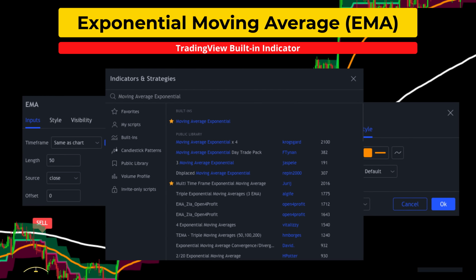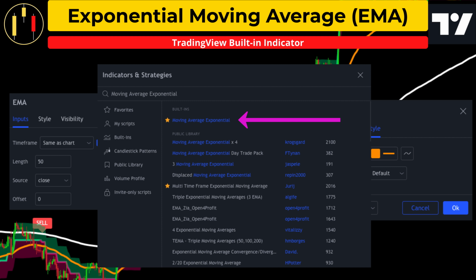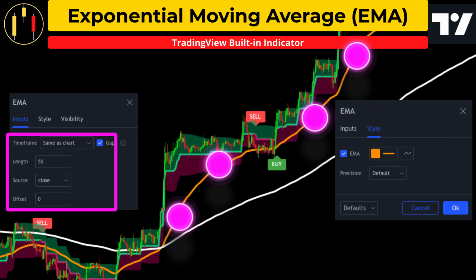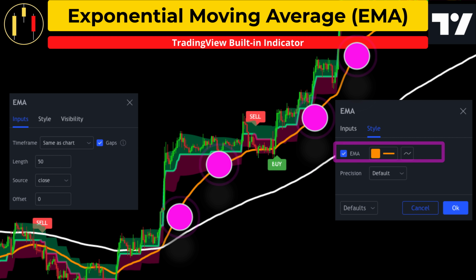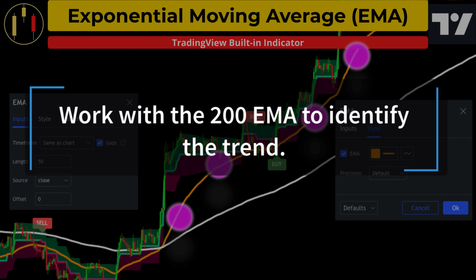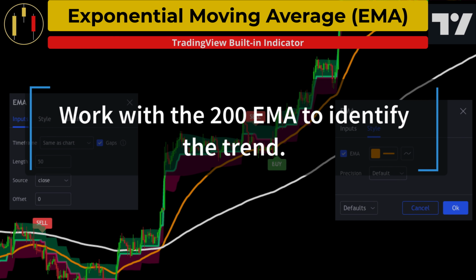The second free TradingView indicator is another exponential moving average. This EMA length will be set to 50 and colored in orange. The 50 and 200 EMAs will work together to determine overall trend direction.